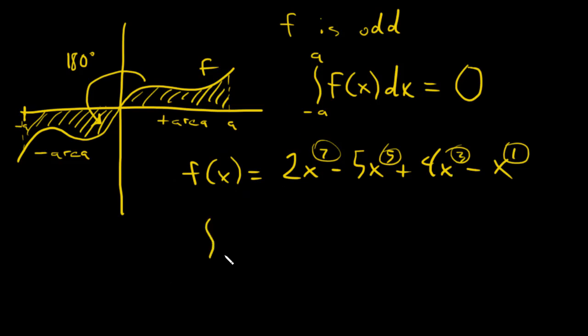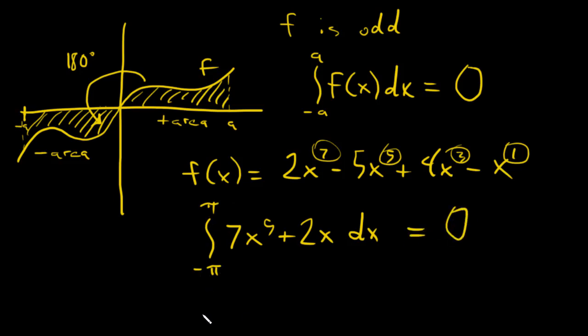Because if you see the integral, doesn't matter what the bounds are, negative pi to positive pi of, I don't know, 7x to the 5th plus 2x dx. This is an odd function. I'm going from negative pi to positive pi, so it's the same distance from the origin in each direction. I don't have to evaluate that integral. I just write down a 0 and I'm done.